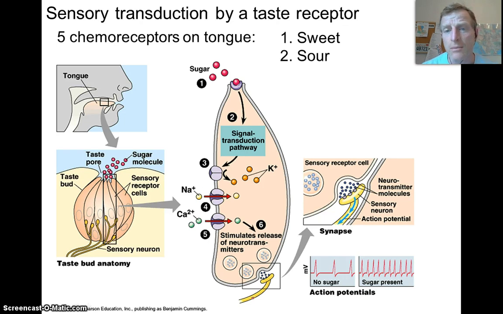The second chemoreceptors are sour, responding to sours. Sour typically means it's an acid. A really strong sour taste might be negatively associated, since acids can be dangerous.